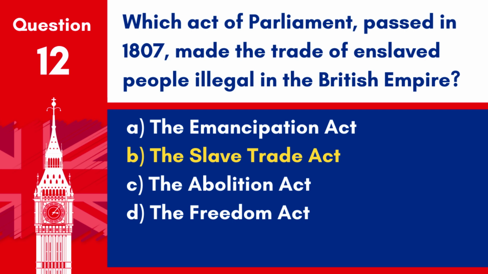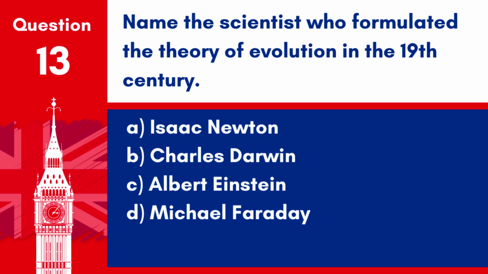Answer B. The Slave Trade Act. The Slave Trade Act of 1807 made the trade of enslaved people illegal across the British Empire, marking a significant step towards abolition. Question 13.